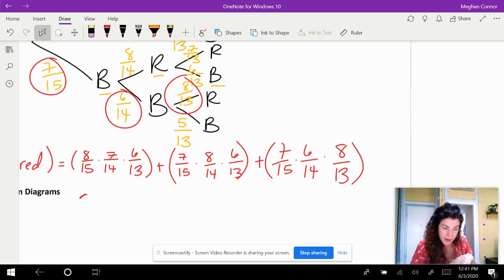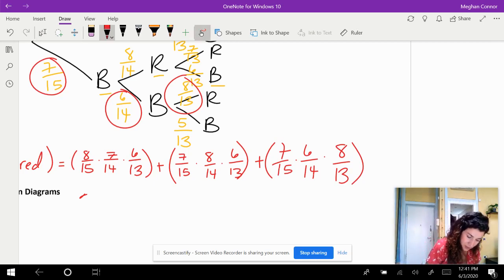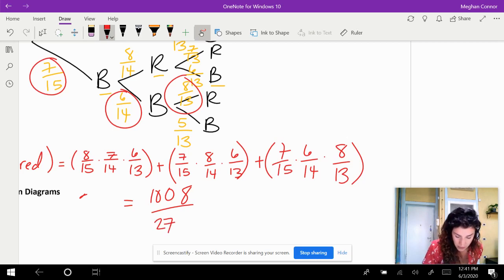Multiplying those all together and then adding them will result, as you can see in your calculator, in 1,008 over 2,730. And there you go.